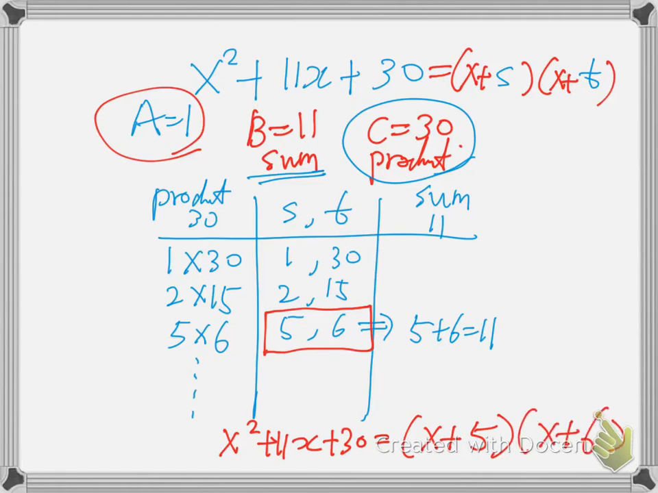So how did we get these two conditions, the sum and product conditions? We use the FOIL method or distribution method. You just multiply it. 5 times x, x squared; x times 6, 6x; 5 times x, 5x; and 5 times 6, 30. You combine like terms, and you will get the sum is 11, product is 30. So the factoring method is the inverse of the FOIL method for this particular case.